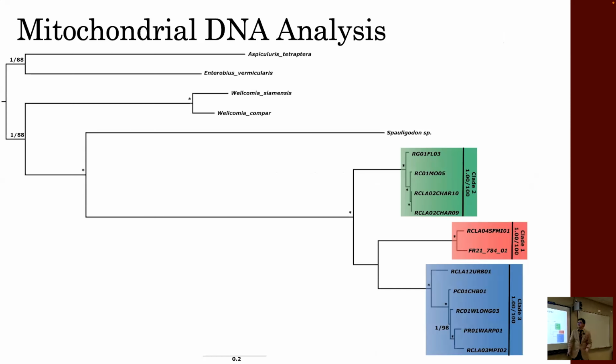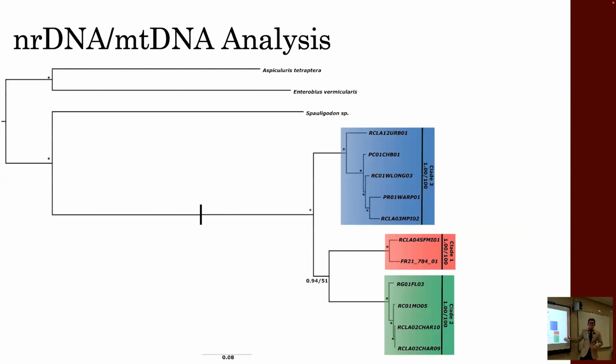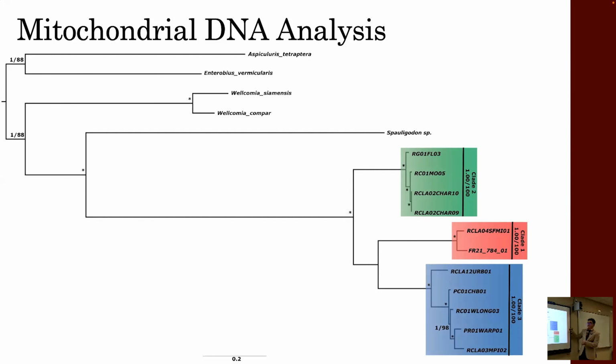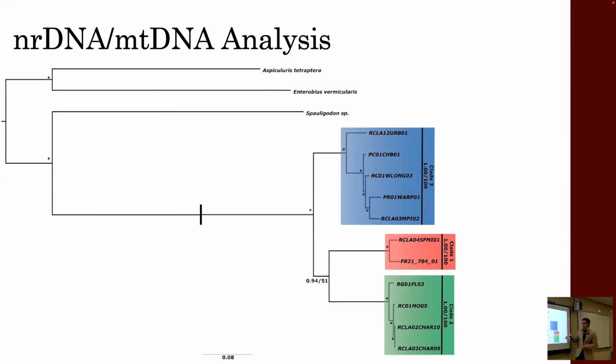Following that, I ran a tree for the mitochondrial DNA. Lo and behold, same sort of situation where we have these 3 groups forming, each with maximum support in my maximum likelihood and Bayesian analysis. I then combined it, and again, very high support for 3 separate groupings. In this instance, this is both nuclear ribosomal and mitochondrial DNA concatenated.